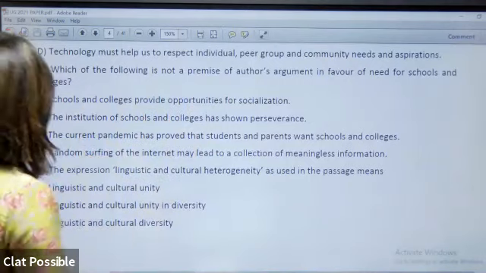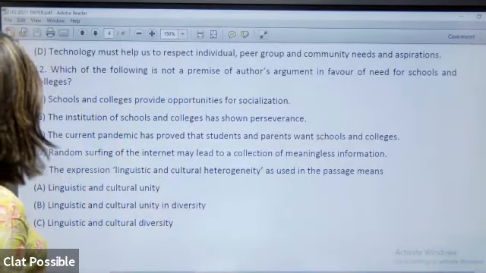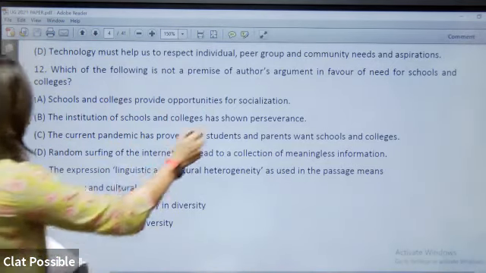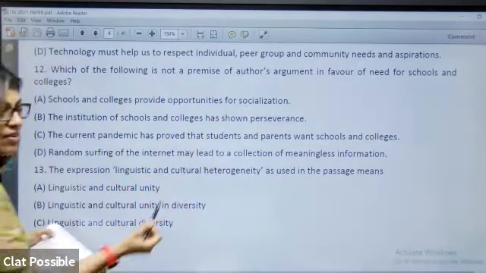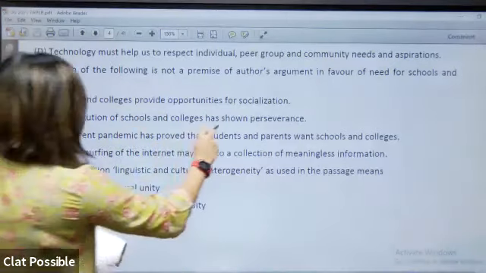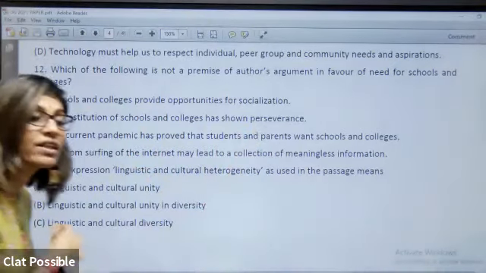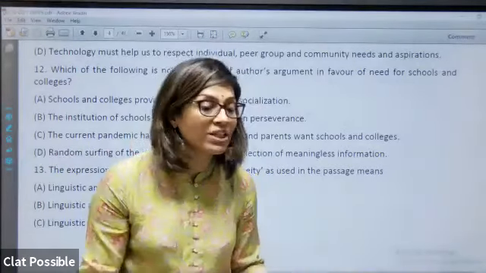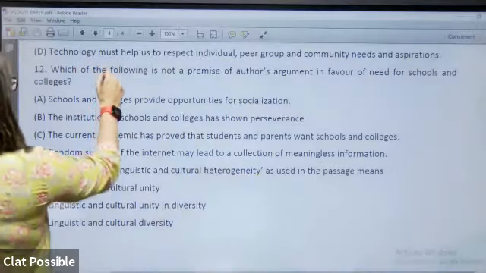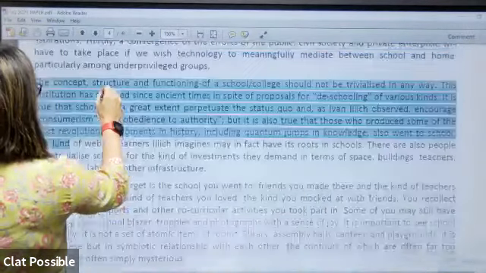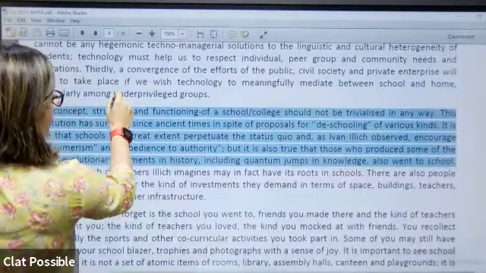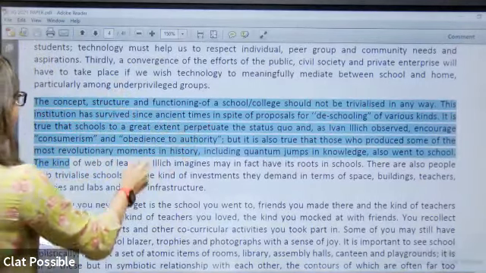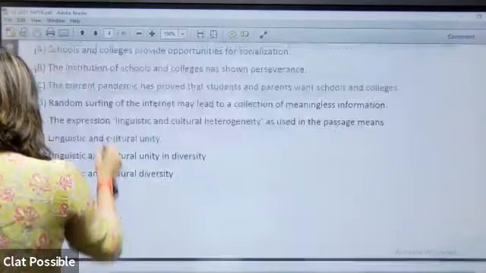Which of the following is not a premise of author's argument in favor of need for schools? So not means schools provide socialization, you make friends, that is given in the passage. The institution has shown perseverance, that means over the years, things have gone and come, but schools have not changed. This line is also mentioned in the passage. If you go back, you will check this line given. The institution has survived since ancient times. So this line is also given in the passage, right?